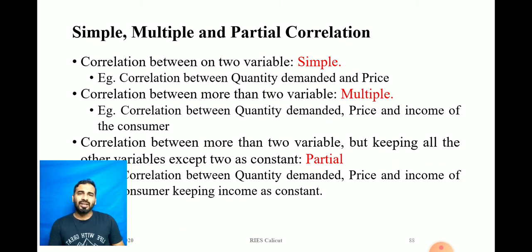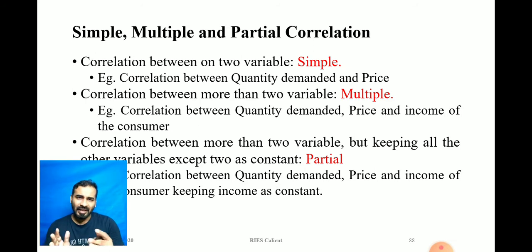Then coming to the different types of correlation: on the basis of the number of variables included in our analysis, we can classify correlation into simple, multiple, and partial. Simple means correlation between two variables. Correlation between more than two variables is multiple correlation. If we are dealing with more than two variables but keeping all variables except two constant, then we have a partial correlation. So partial correlation is one type of multiple correlation, where we are allowed to change only two variables and keep all others constant.